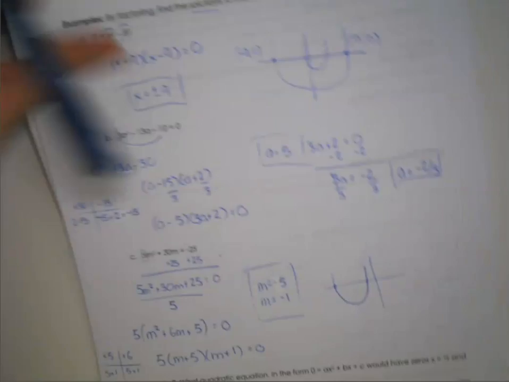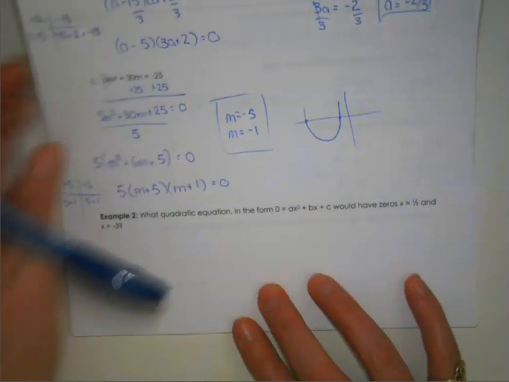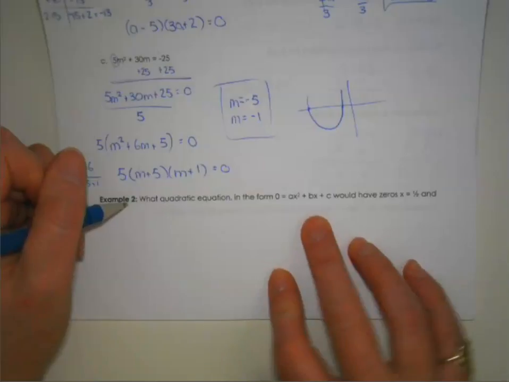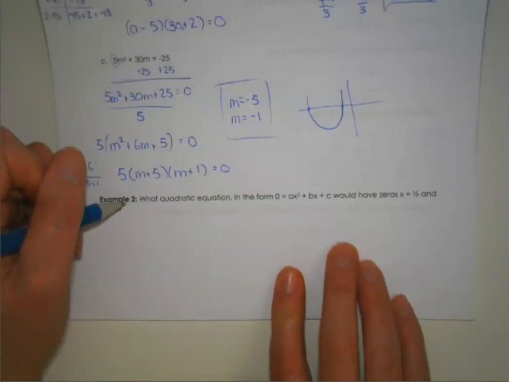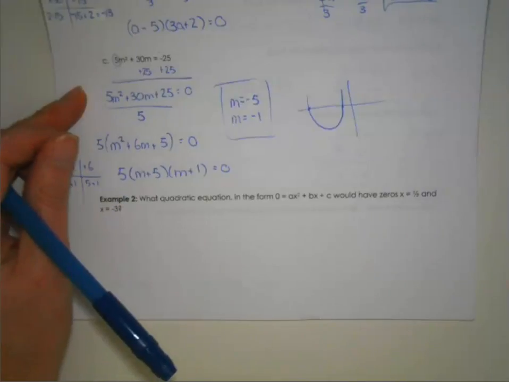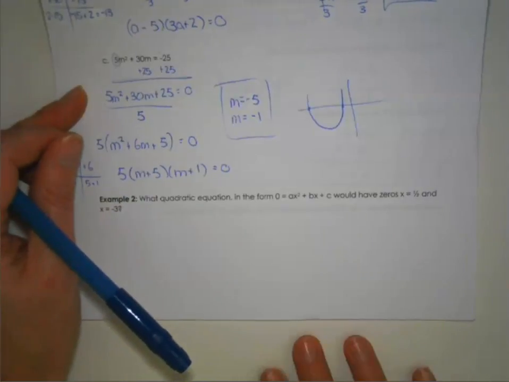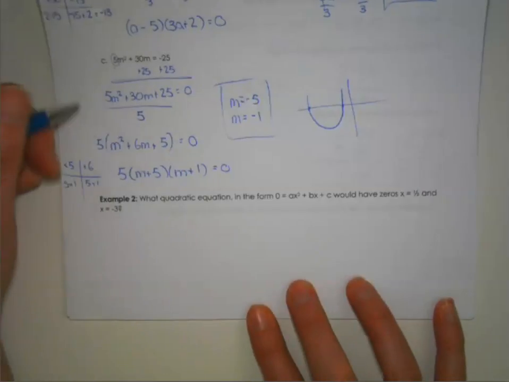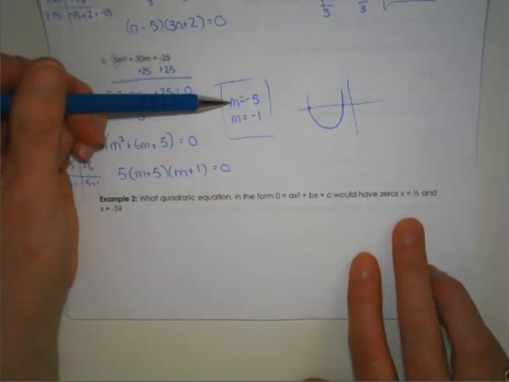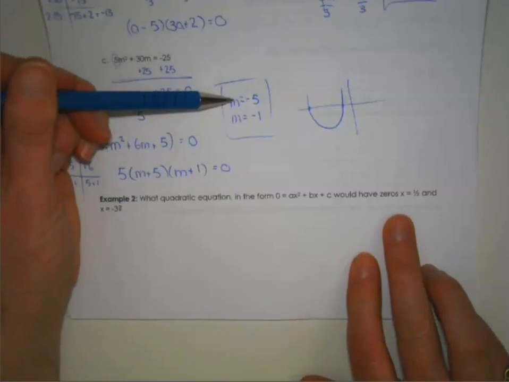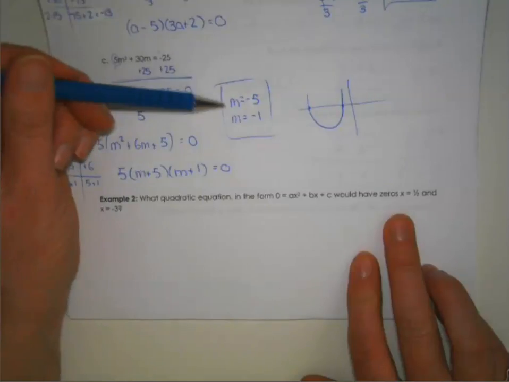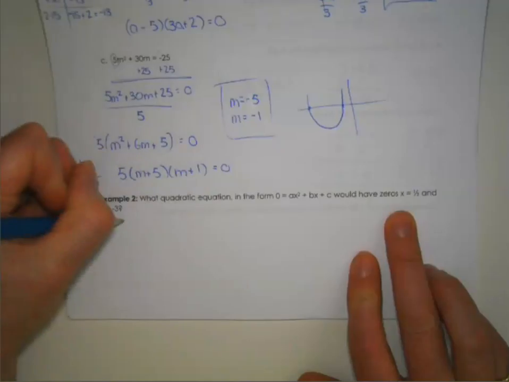Let's do one more example here. What quadratic equation in the form 0 equals ax squared plus bx plus c would have the zeros x equals 1/2 and x equals negative 3? So in this kind of a question, we're actually working in reverse. Really, it's not that complicated though, because if you think about what we would do here, we're basically saying if we had m plus 5 and set it equal to 0, that's how we end up with this answer. So we're going to do the same thing, but in reverse here.